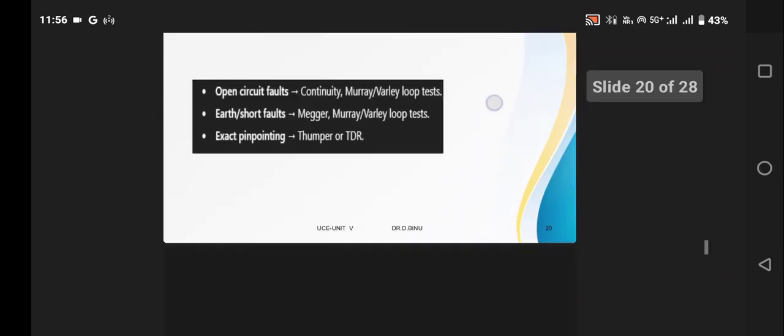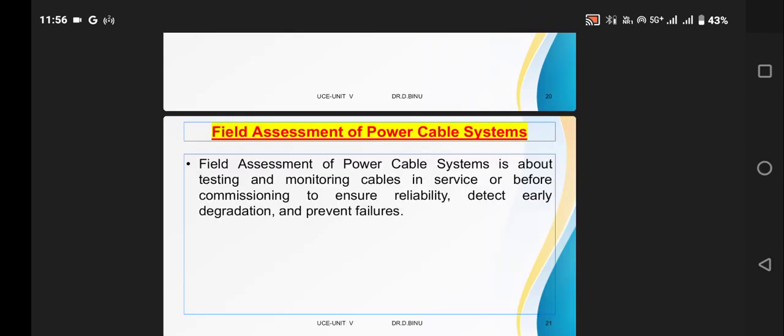Open circuit faults are identified using continuity as well as Murray tests. Earth and short faults normally use Megger as well as Murray and Varley loop tests. Exact pinpointing can be done by means of thumper. The field assessment of power cable systems is testing and monitoring cables in service or before commissioning to ensure reliability, detect early degradation, and prevent failures.